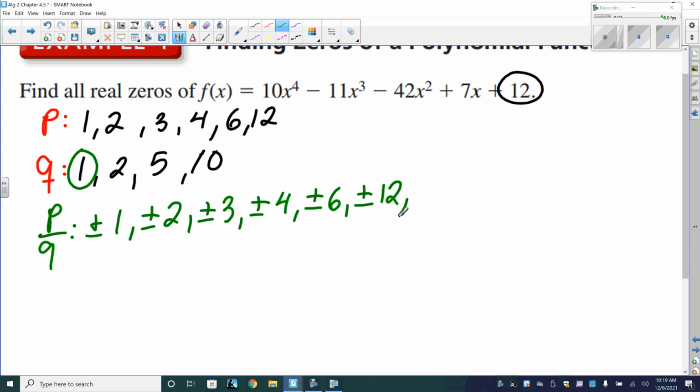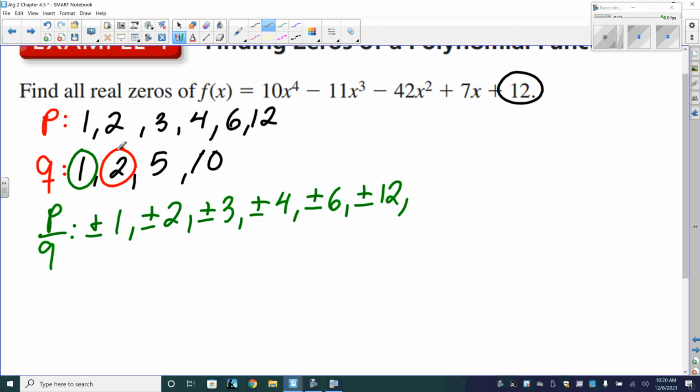Now, if a factor is repeated, we don't write it twice. If a possible rational zero shows up more than once, we don't write it twice, or 3 times, or 4 times, or however many times it shows up. Because as long as it's in the list once, we're good. And you'll see why here in a second.